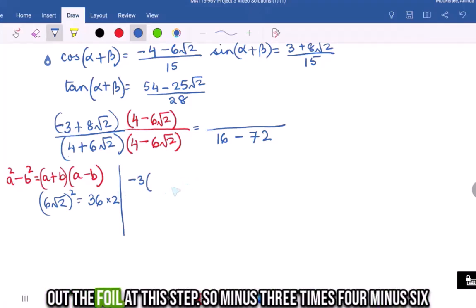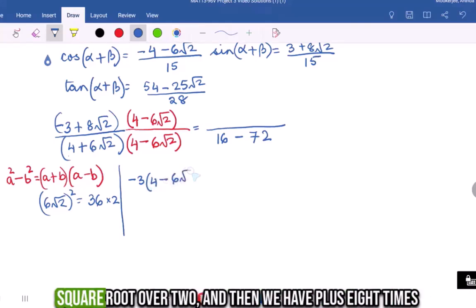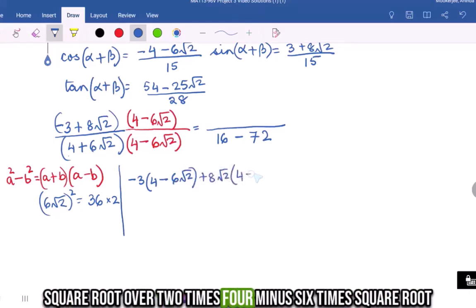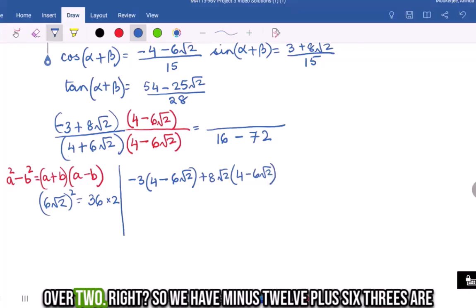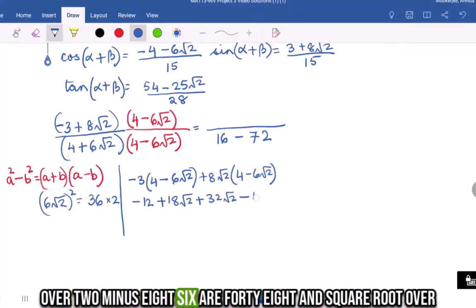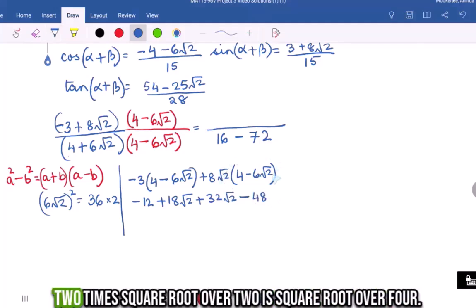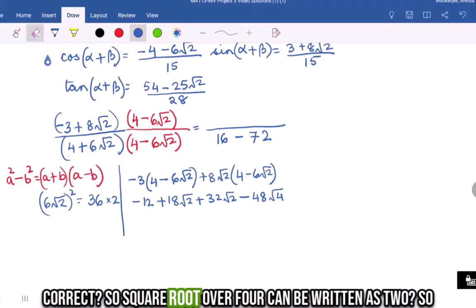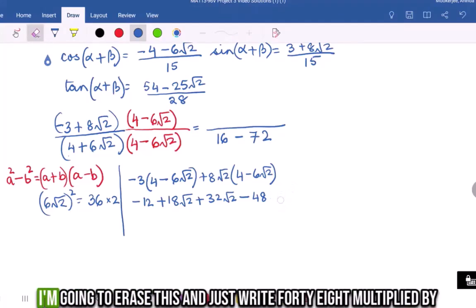All right. I'm writing out the FOIL at this step. So minus 3 times 4 minus 6 square root over 2. And then we have plus 8 times square root over 2 times 4 minus 6 times square root over 2. Right? So we have minus 12 plus 6 3s are 18 square root over 2 plus 32 square root over 2 minus 8 6 are 48. And square root over 2 times square root over 2 is square root over 4. Correct? So square root over 4 can be written as 2. So I'm going to erase this and just write 48 multiplied by 2.